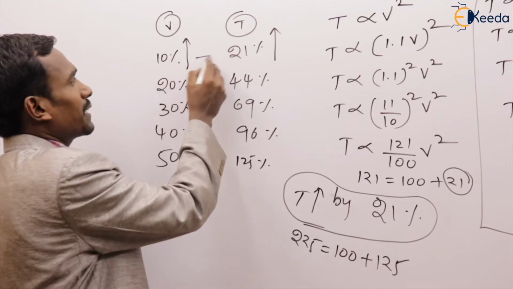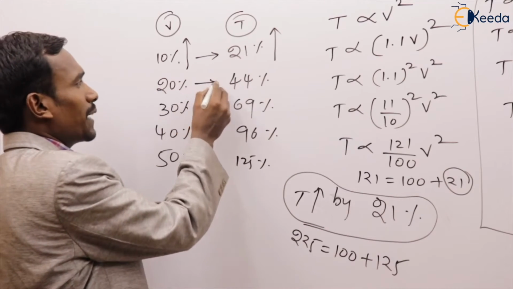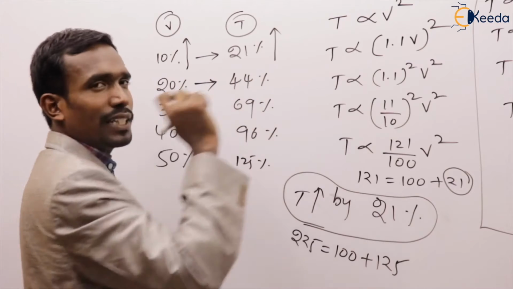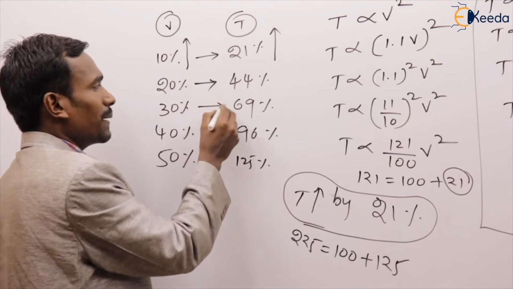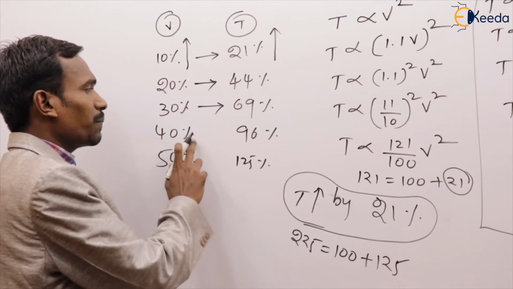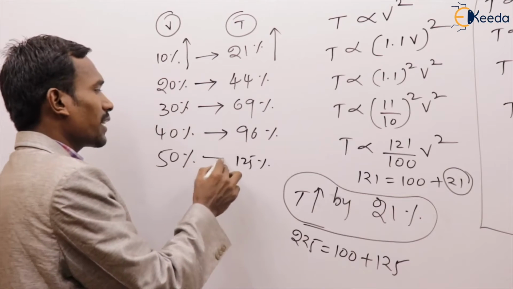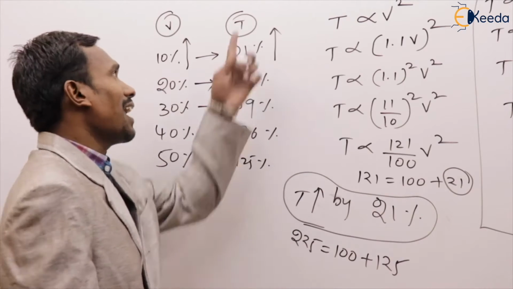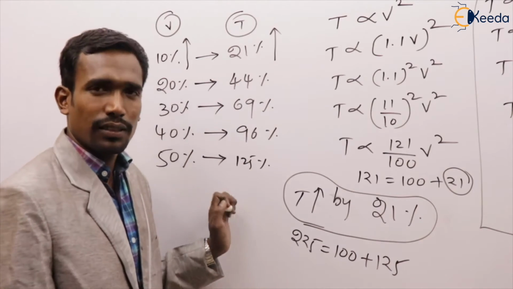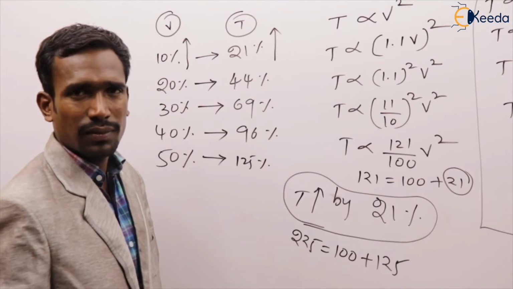If voltage increased by 10%, torque increased by 21%. If voltage increased by 20%, torque increased by 44%. If voltage increased by 30%, torque increased by 69%. If voltage increased by 40%, torque increased by 96%. If voltage increased by 50%, the torque increased by 125%. This is if voltage increases. Next question.